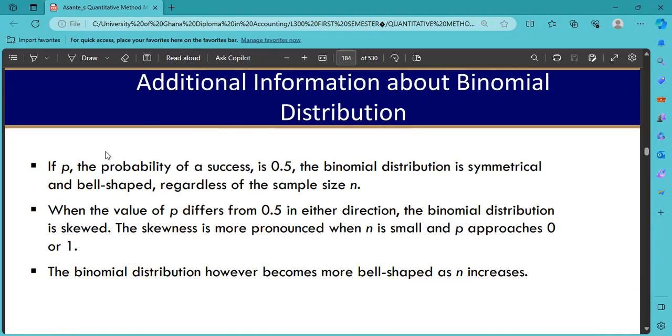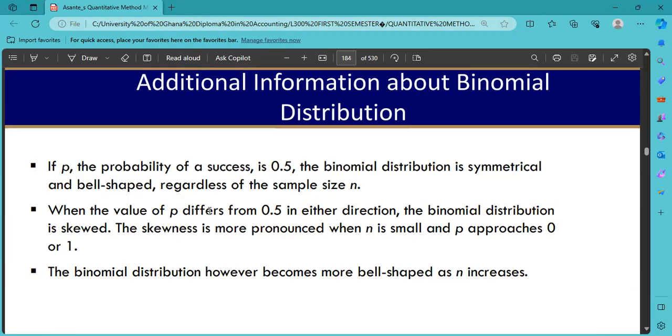So I just want to touch on this. They say if the probability of success is 0.5, the binomial distribution is symmetrical and it's bell-shaped regardless of the sample size n. So this is really needed. If you know this, and we are doing standard normal distributions, you are going to apply that knowledge.